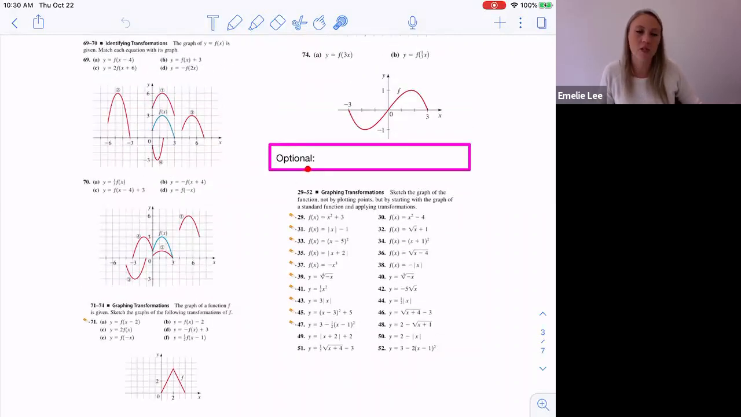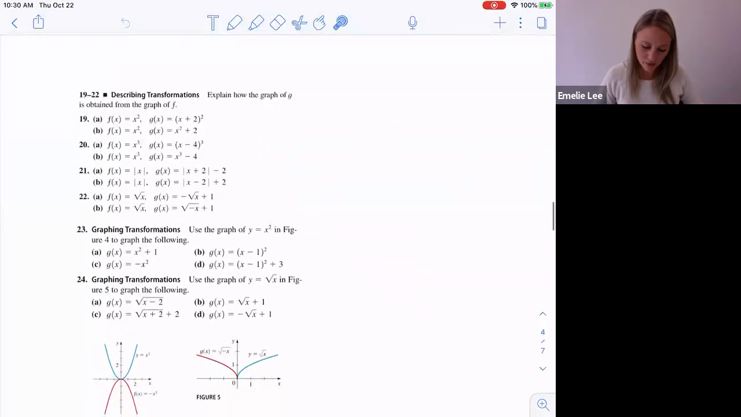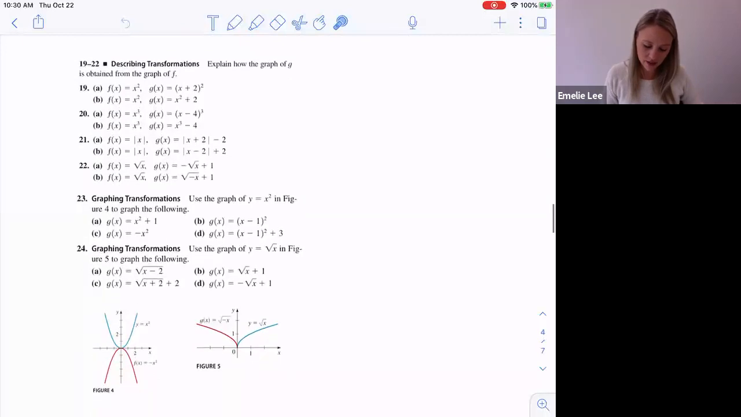I labeled this as optional because I don't want to spend too much time in here. It is an important skill to be able to graph stuff. At the end of the day, if you can graph something in Desmos, that's going to be really useful. And so you can try these. It's going to be a really good skill to have, at least if you can look at a graph and say, oh, it should look something like this. To check your work, you can use Desmos. Same thing with here.